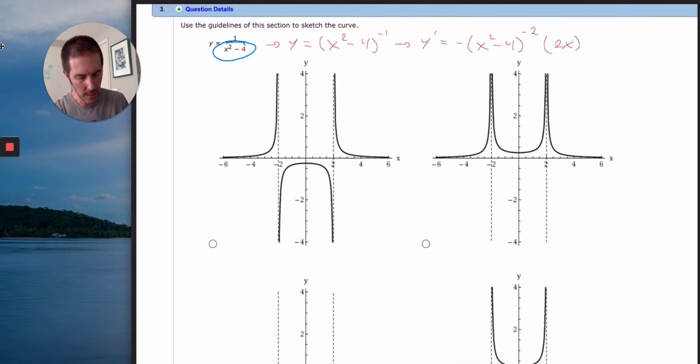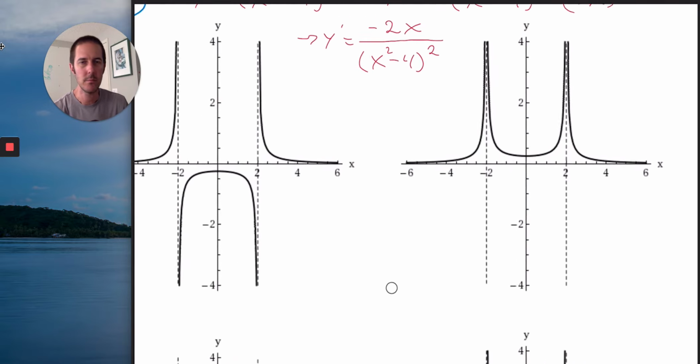And we can clean that up, writing the first derivative y prime equals, you can put the negative wherever you want. I'm going to put it in the numerator, negative 2x upstairs, and in my denominator I'll put the x squared minus 4 to the positive second power. Is it possible to make this first derivative equal to 0? Absolutely.